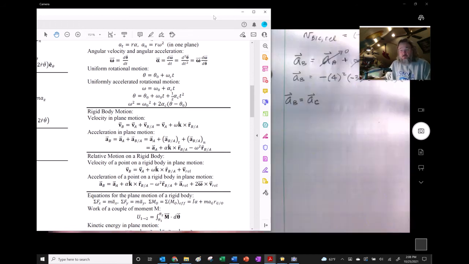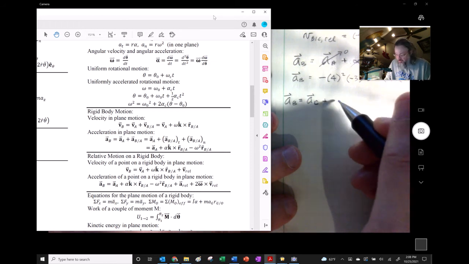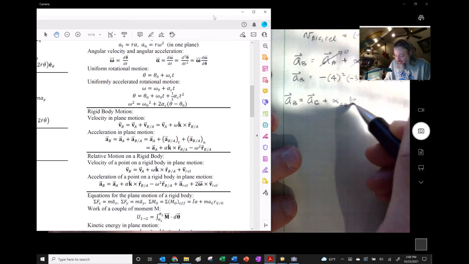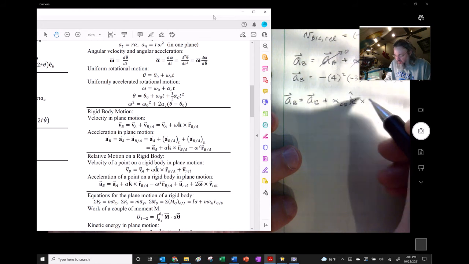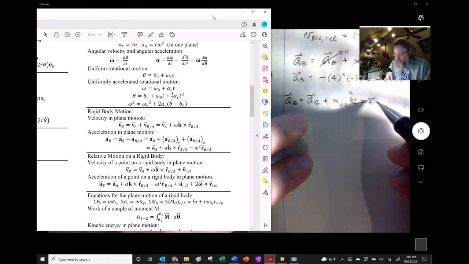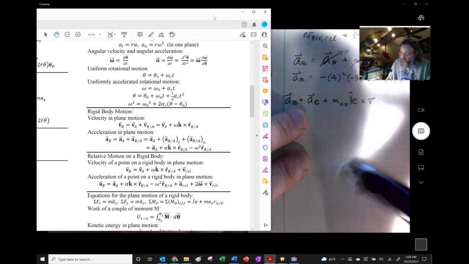Writing out that equation right there. So we go plus alpha CD k crossed with r. Now we're going to go C with respect to B. No, B with respect to C. Sorry, B with respect to C.